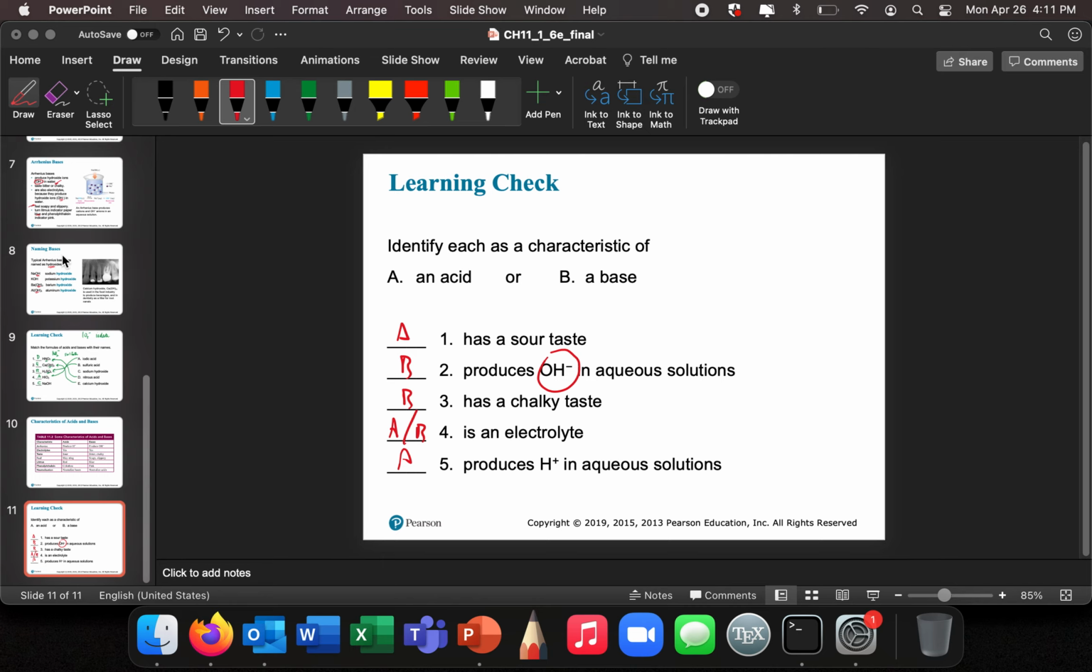All right, so that's a decent introduction to acids and bases. In the next couple sections, we will probe them even further.